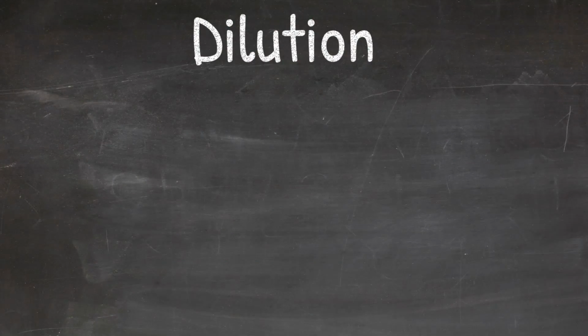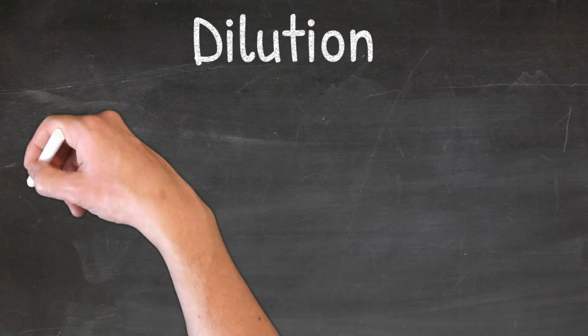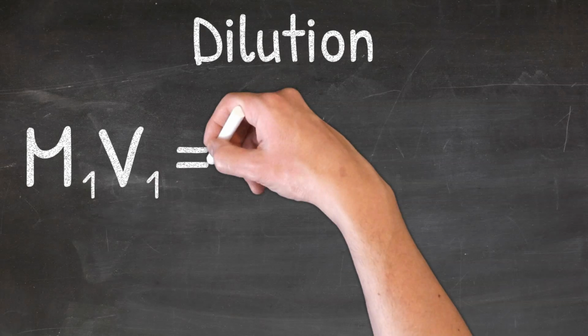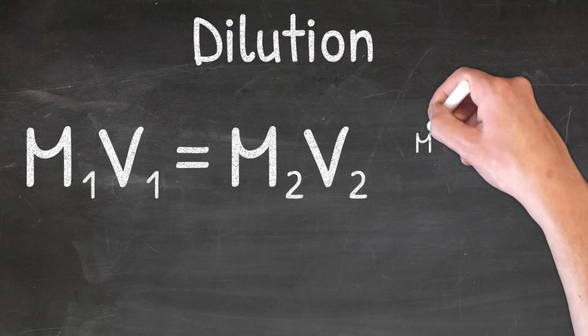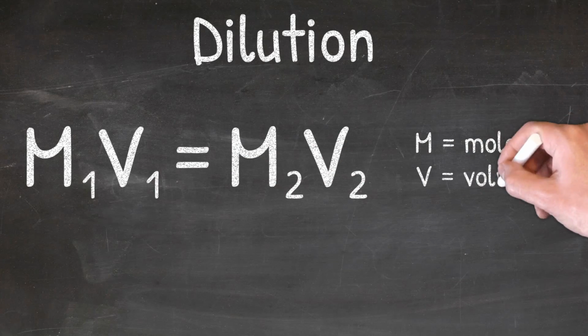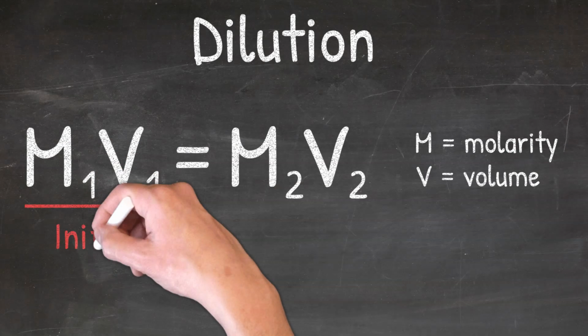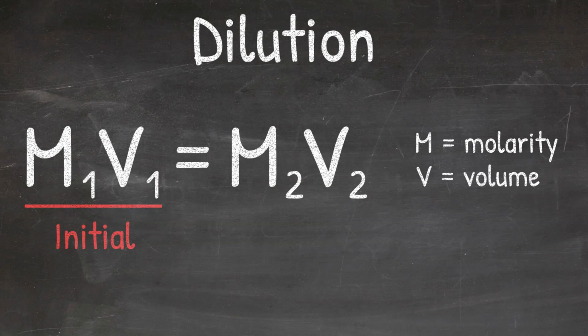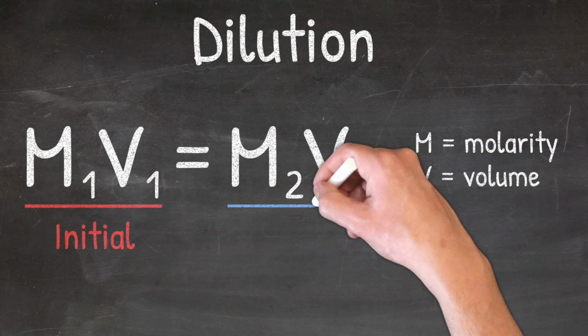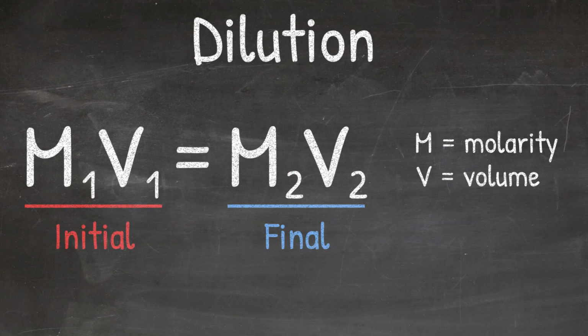When we look at solving dilution problems, there is an easy formula we can use. That formula is M1V1 equals M2V2. The M stands for molarity while the V stands for volume. The 1s stand for initial conditions, which is what you start with, while the 2s represent the final conditions, which is what you end with.